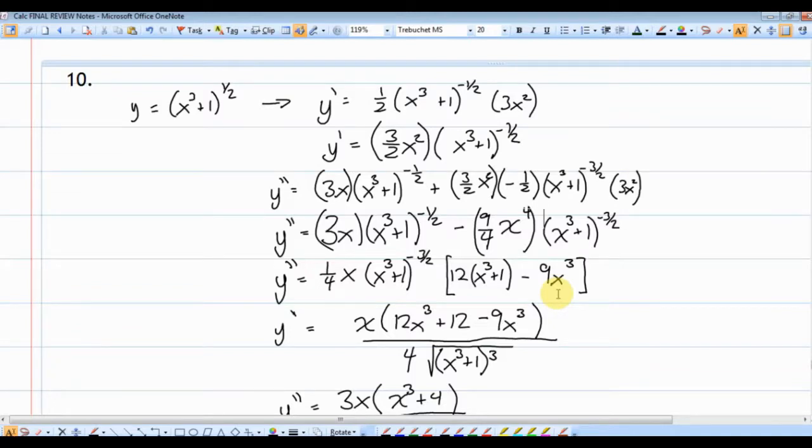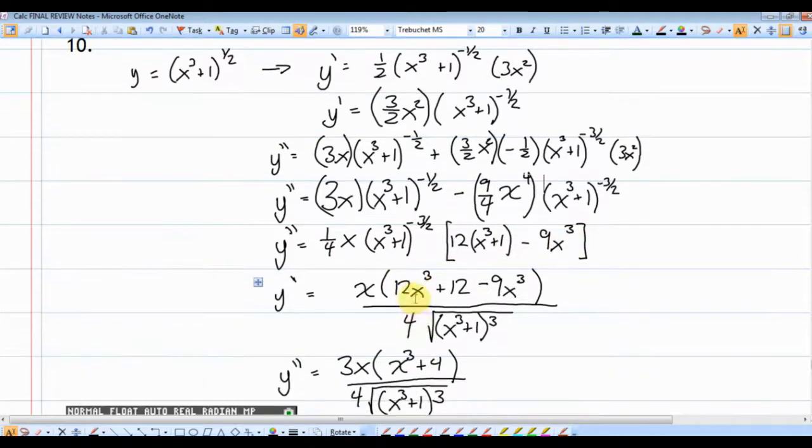Okay, I'm going to assign each part as either numerator or denominator. This 1/4 is actually a 1 on the numerator and a 4 on the denominator. This x belongs in the numerator. This negative 3/2 power belongs in the denominator. And all of this here belongs in the numerator. So my numerator has an x and then this parenthesis. I'm going to expand the parenthesis. Here's the denominator 4 and then the 3/2 power.